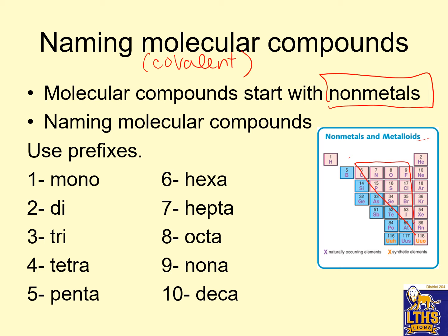So we're going to use prefixes to tell how many atoms are in the compound. So 1 is the prefix mono, 2 is di, 3 is tri, 4 tetra, 5 penta, 6 hexa, 7 hepta, 8 octa, 9 nona, and 10 deca. So get to know these prefixes.